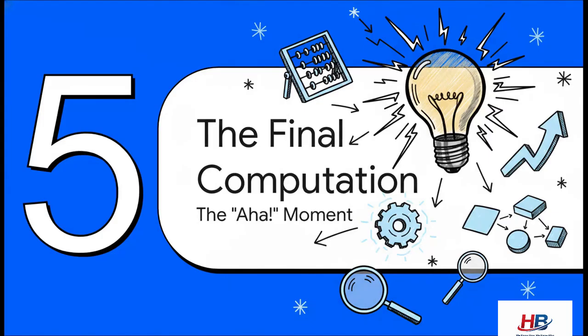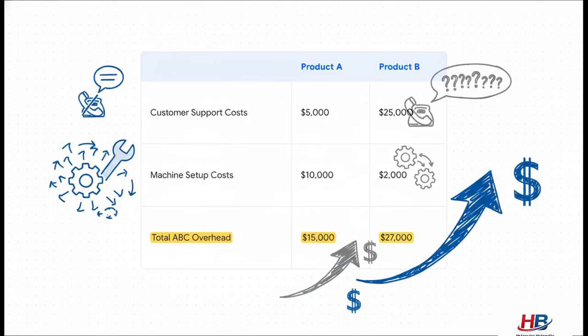All right, so after we've gone through all those steps, we finally get to the final computation. And this is the payoff. This is the aha moment, where everything clicks and you suddenly see things with total clarity. Just look at this example. We've got two products. Product A is complex, it needs a ton of machine setups, but hardly anyone calls support about it. Product B is the total opposite. Super easy to make, but man, the phone is ringing off the hook with customer questions.